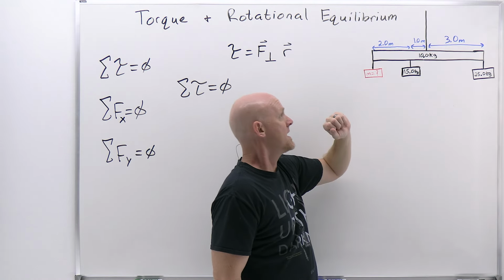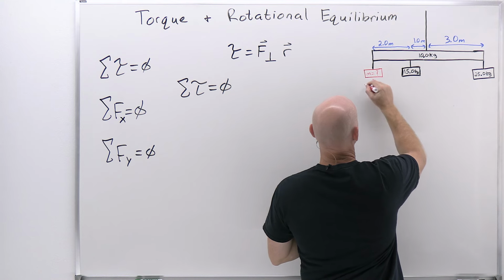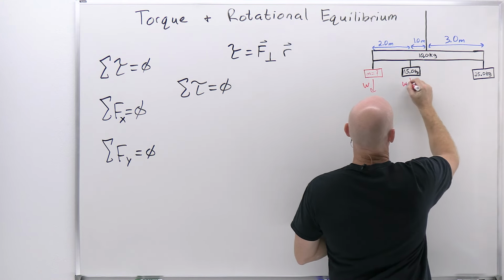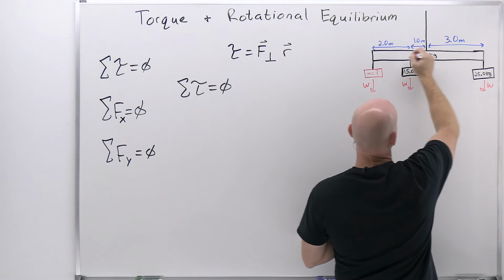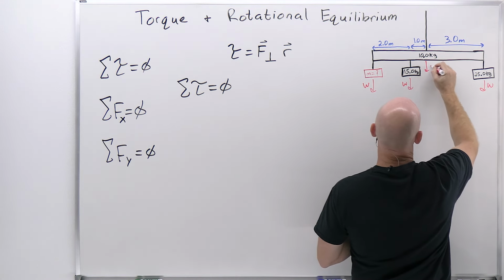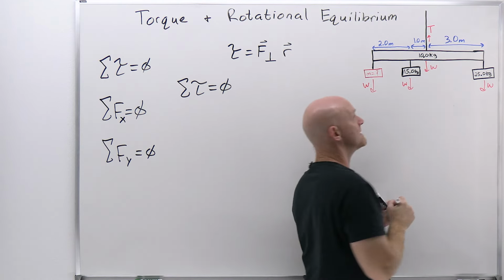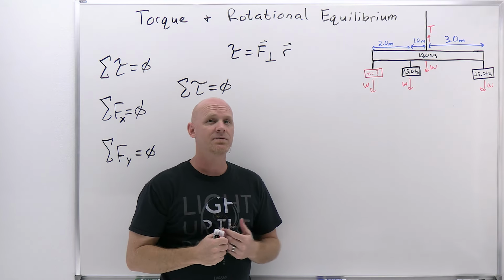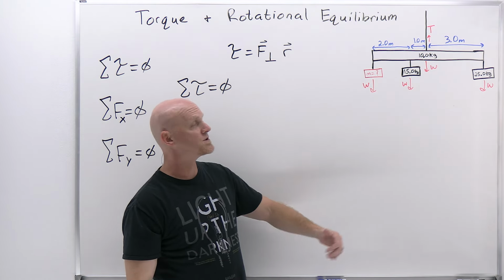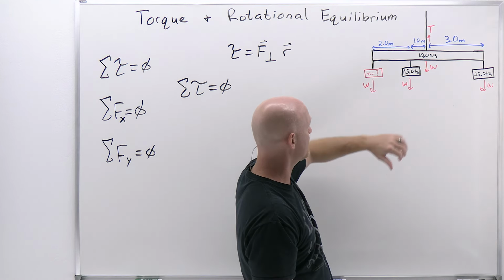Once again, if we set up the free body diagram, we've got a weight here, here, and here. The 10 kilograms of the platform itself, we can envision as concentrated at the center there. Then we've got a tension pointing upward in the cable itself. So there's our free body diagram. Nicely enough, this is a one-dimensional problem. All the forces are vertical, in the y direction, so it's going to make this a little bit easier.